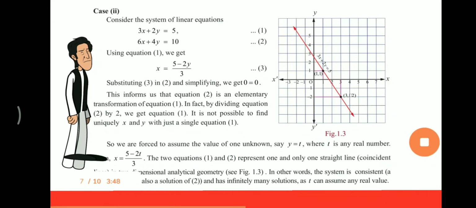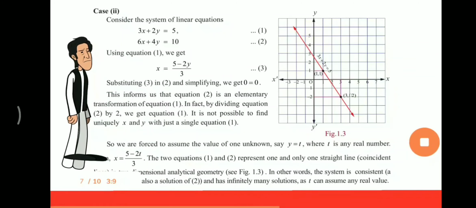Case 2. Consider the system of linear equations: 3x plus 2y is equal to 5 and 6x plus 4y is equal to 10. Solving these equations, we get 0 is equal to 0. This result tells us equation 2 is an elementary transformation of equation 1. By dividing equation 2 by 2, we get equation 1. It is not possible to find a unique x and y with just a single equation.